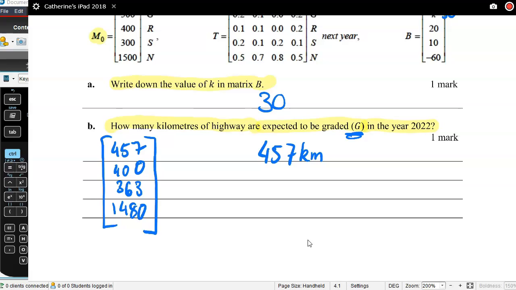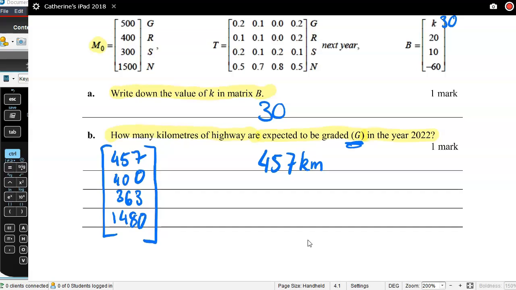So just letting you know, for part A, 39% of the state got that 1 mark. And for part B, the students who found K correctly were often able to answer this. So 23% of the state got 1 mark here.